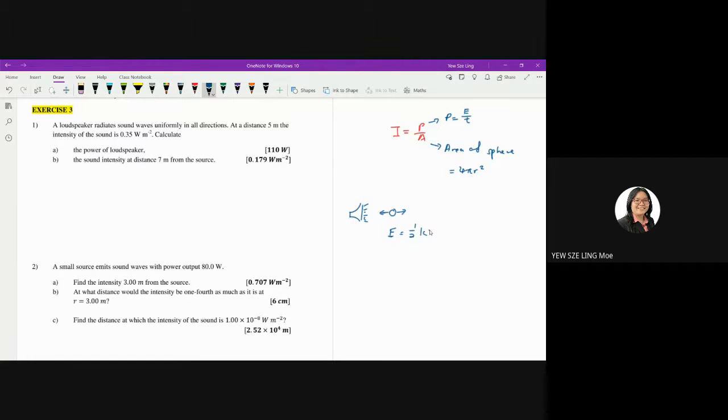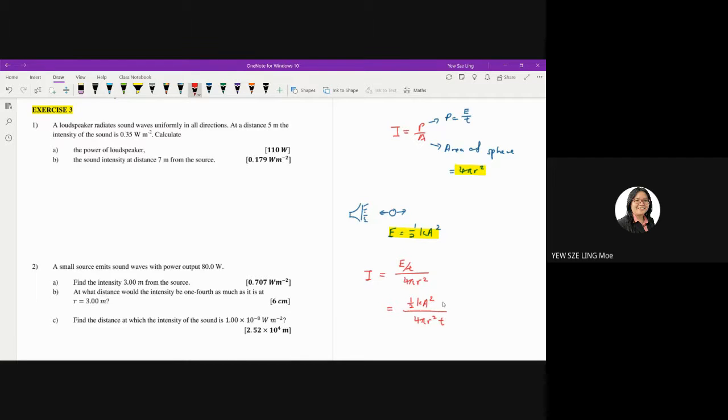So it is 1 over 2 k A squared. That's why when we talk about the equations between P and amplitude, I and amplitude, we say they are directly proportional. Why? Now let me plug these equations into the equation of intensity. So I equals E divided by T, divided by 4 pi r squared. And my E is 1 over 2 k A squared. So it is 1 over 2 k A squared divided by 4 pi r squared T.